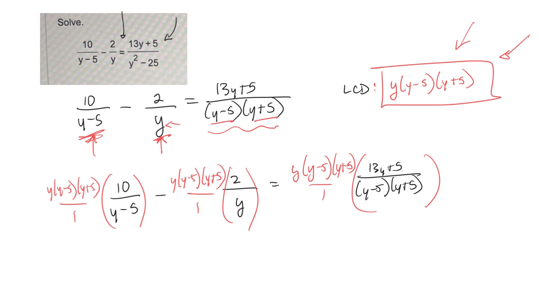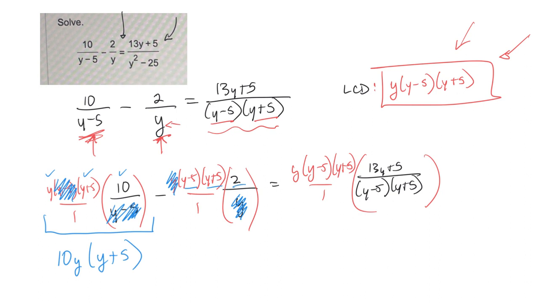Okay, so now I can cancel. So this first term, I have a y minus 5 on the bottom, and there's a y minus 5 on the top. So what I'm left with for this whole first term is a y plus 5 and a 10. Usually we write the number first, so it's a 10, and then I have a y plus 5. Notice no denominator, gone. Next term, the y's cancel out, and so I'd be left with a y minus 5, y plus 5, and a 2. Let's write the 2 first, so it'll be a minus 2, and then y minus 5, y plus 5.